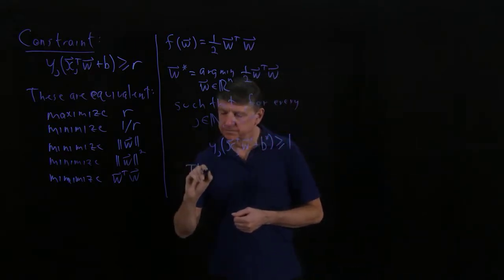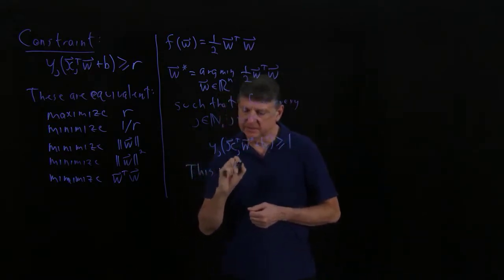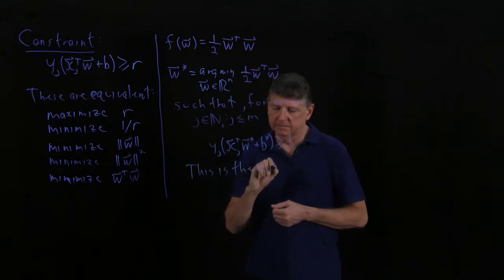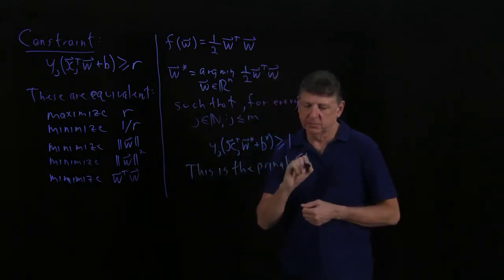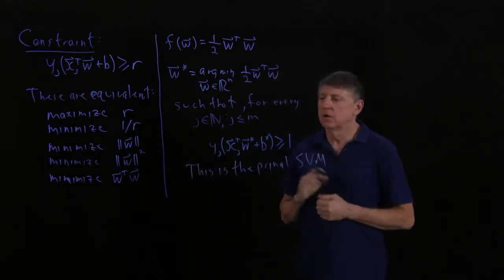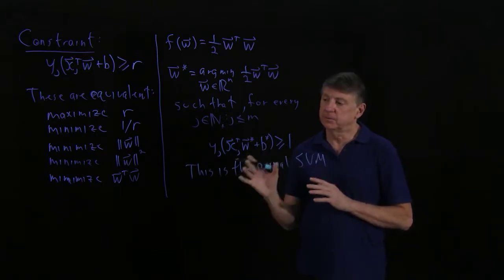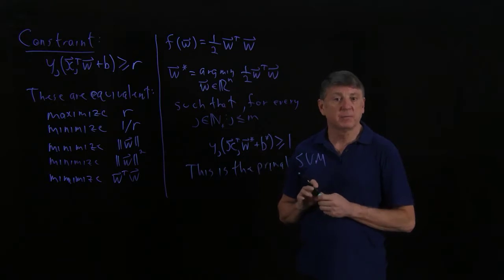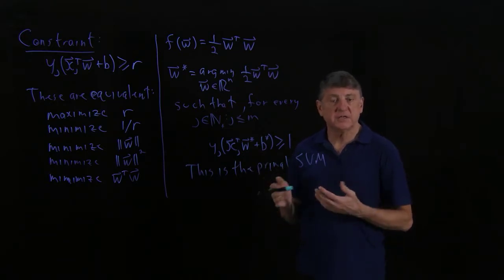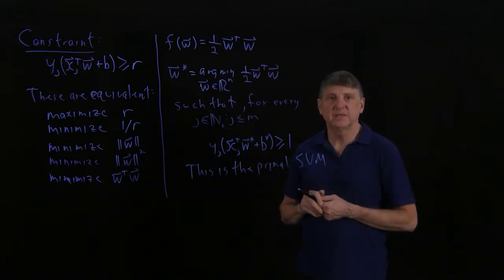So this is the primal support vector machine. And although it's easy to state the support vector machine in the primal form, the computation is usually performed using the dual formulation.